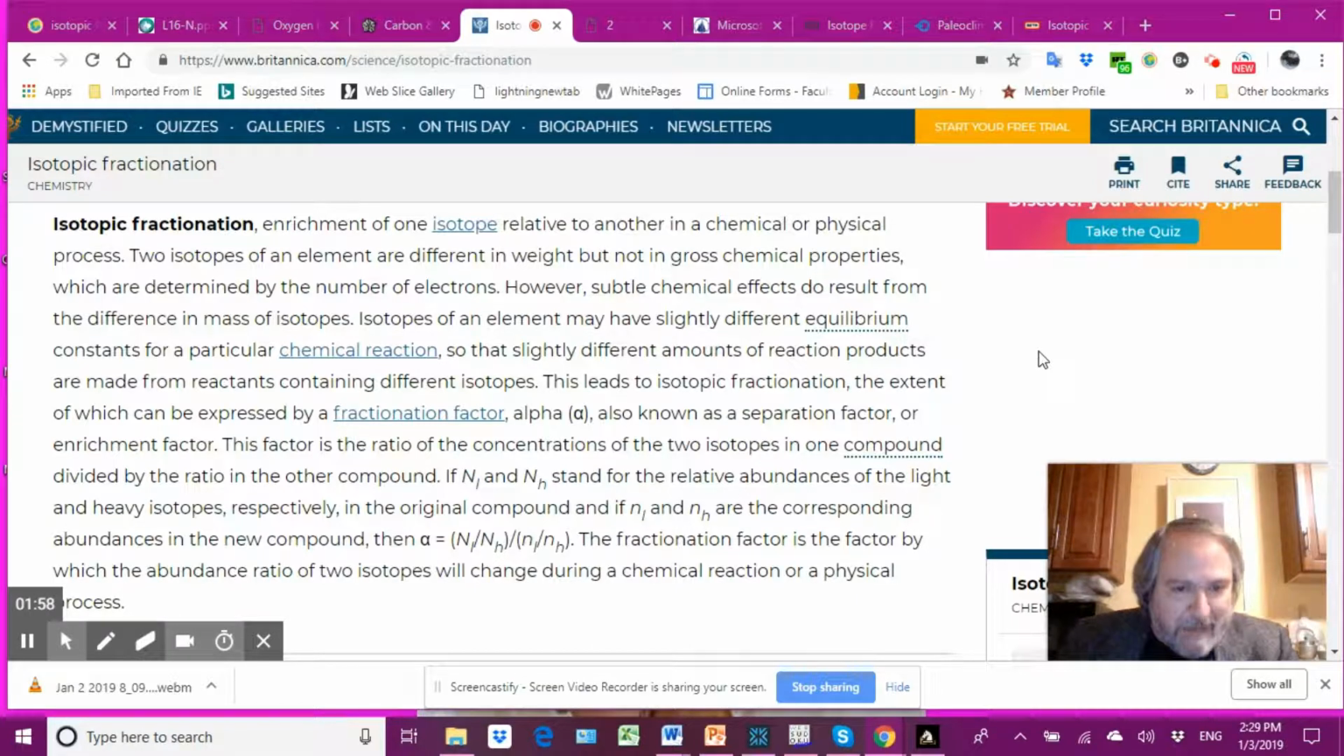What that means is that if you have a process such as photosynthesis, how the plants use C12 or C13 is affected. Now I'll have a little bit more to say about that in a moment. So this leads to isotopic fractionation, the extent of which can be expressed by a fractionation factor, alpha, also known as a separation factor or enrichment factor. This factor is the ratio of the concentrations of the two isotopes in one compound divided by the ratio in the other compound. The other compound is typically taken to be some sort of a standard. The fractionation factor is the factor by which the abundance ratio of the two isotopes will change during a chemical reaction or a physical process.